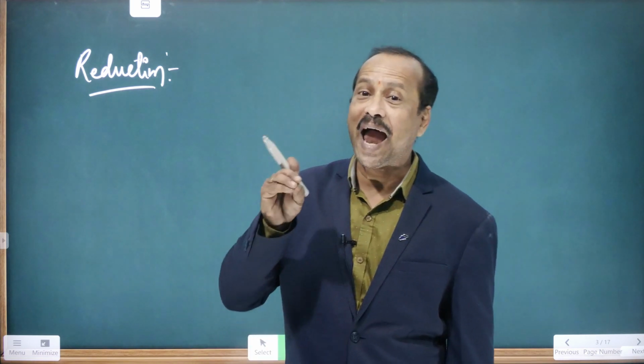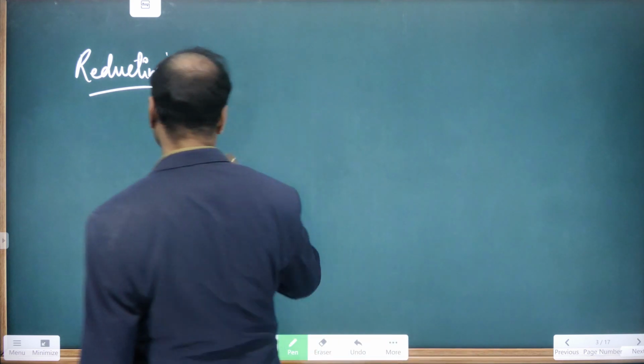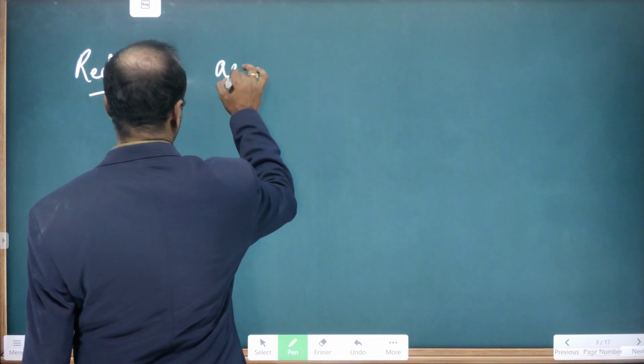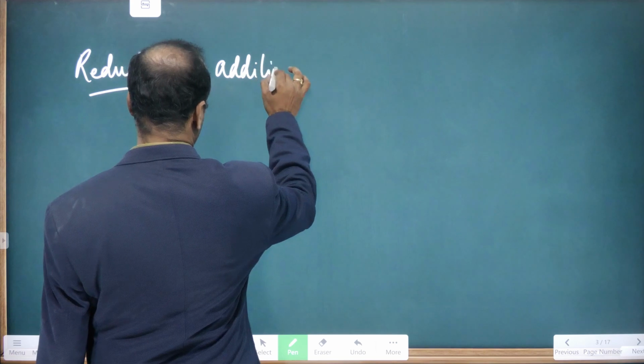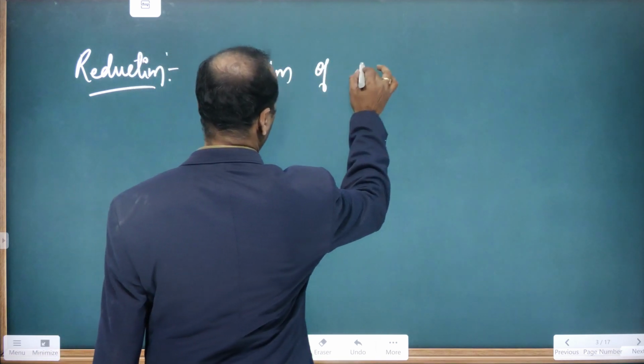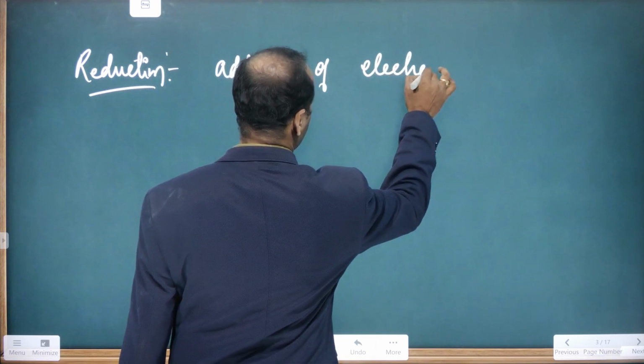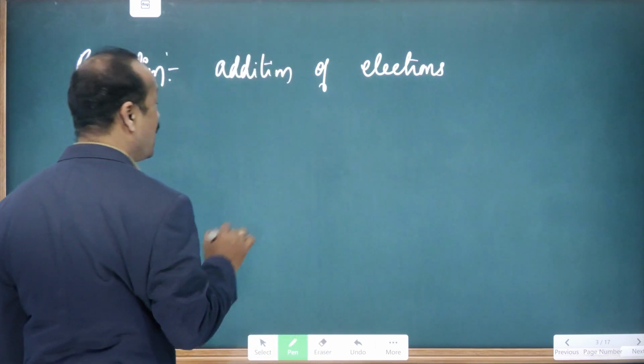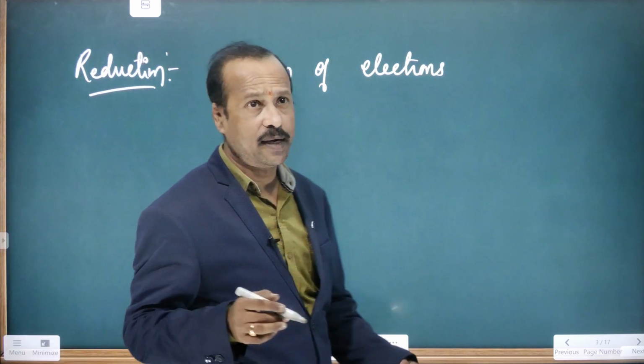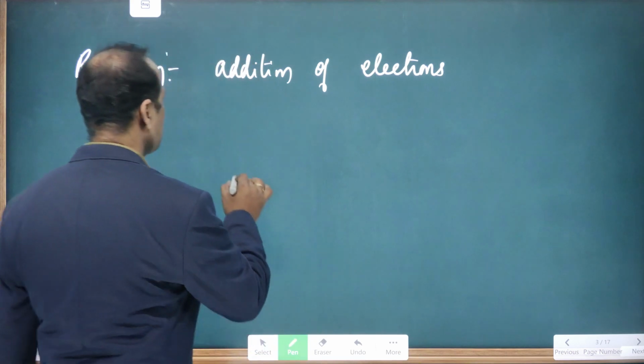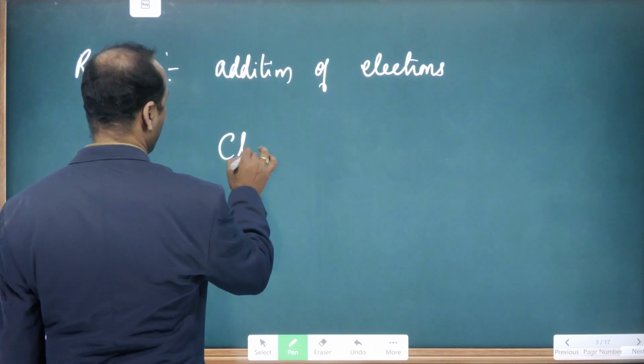Addition of electrons. Addition of electrons means electrons will be added. For example, take chlorine. You know, students, what is the atomic number of chlorine?